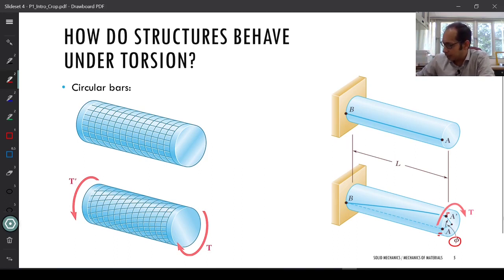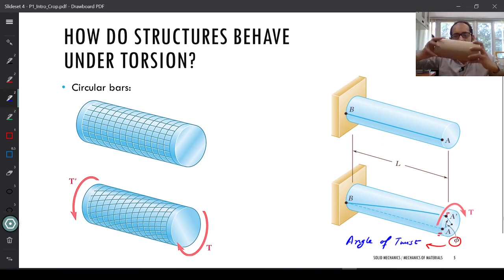So let's just write that down, and we will see that we will deal with this angle of twist through and through. So this is known as the angle of twist, which makes sense why it's called twist, because when you're applying a torque, what you are essentially doing is twisting the different ends, right?